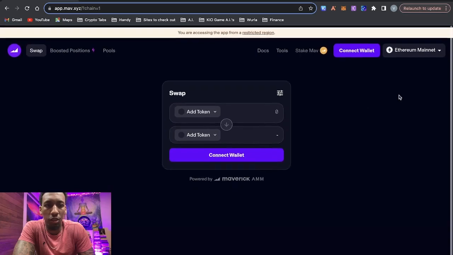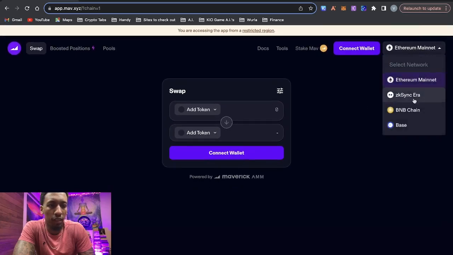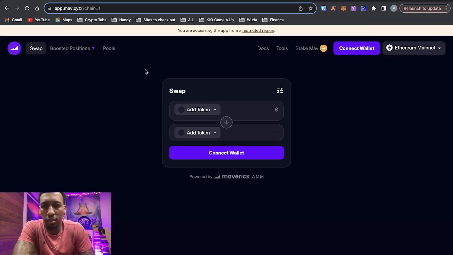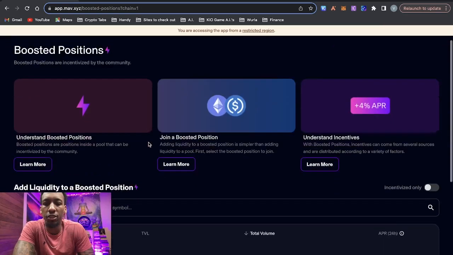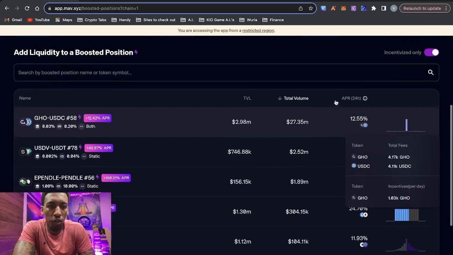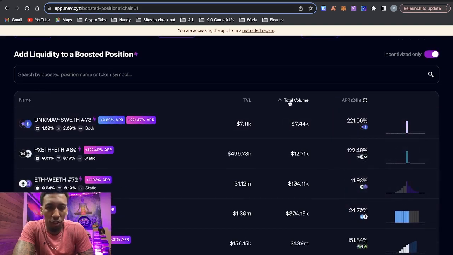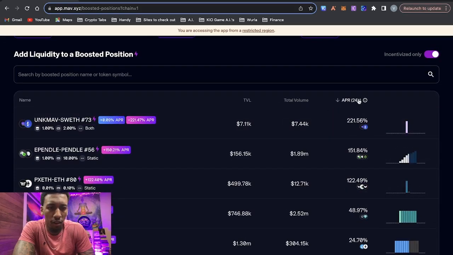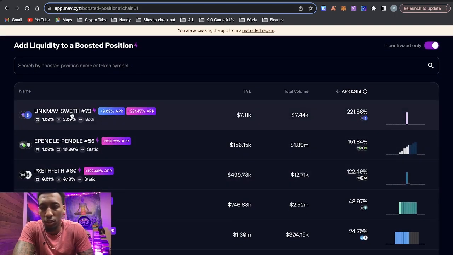Simple DEX. You can connect your wallet. These are the chains they're on: Base, BNB, ZK Sync, and ETH. So you've got the standard DEX. Here is the boosted position. You scroll down here, and sort by whatever you want, whether it's volume, you click volume, or APR, and it shows the top boosted positions based on APR. So it gives you the pools.